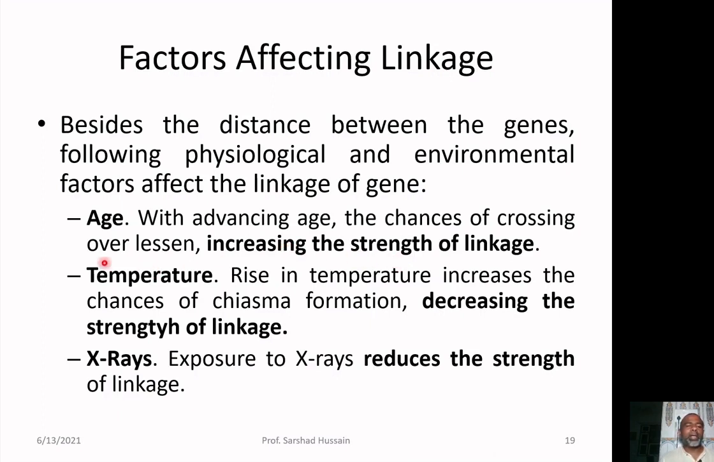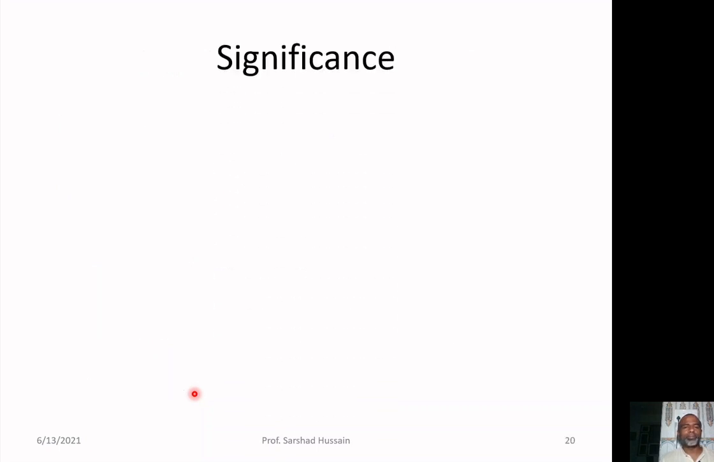Other than that, temperature also affects the linkage. When the temperature is increased, there are chances that the chromosome may get broken. As a result, the linkage will not have a good strength, it will be a weak linkage, and it will show an incomplete type of linkage. Exposure to X-rays again reduces the strength of the linkage, because they have the chance to break the DNA. As a result, the chromosome may be broken and the genes may be separated, which were otherwise linked genes.